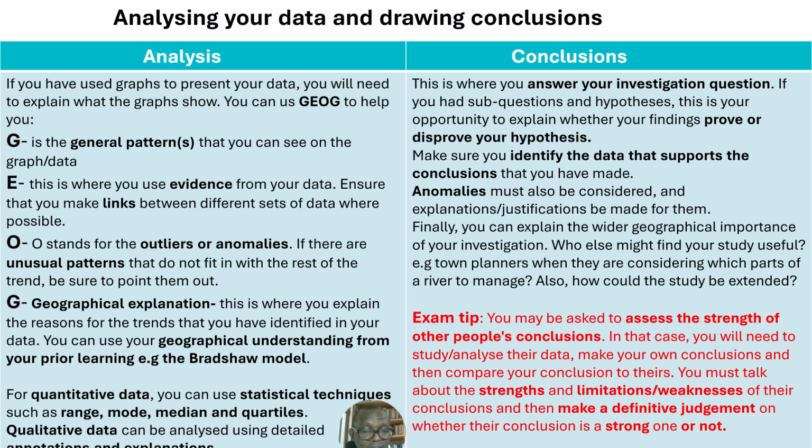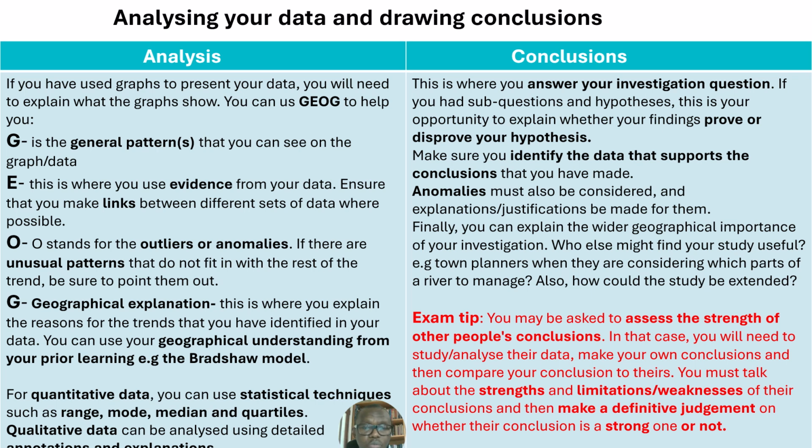So qualitative data can be analyzed using detailed annotations and explanations. So qualitative data obviously now is slightly different because it doesn't involve numbers. So you're going to be annotating it, or giving explanations for why that data or information is showing what it does. So for example, if you collected field sketches, you're going to be highlighting the key things in that particular sketch that you want the reader to be able to see.